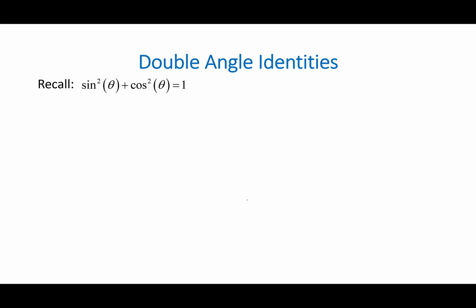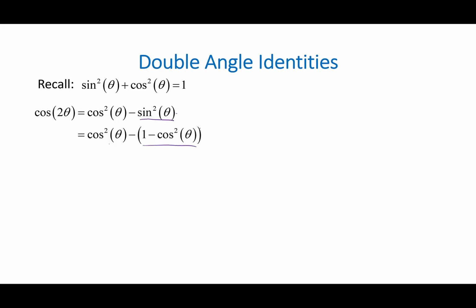Remember your Pythagorean identity, sine squared theta plus cosine squared theta equals 1. And we can go back to the formula for cosine of 2 theta, which is cosine squared theta minus sine squared theta. And we'll start by replacing sine squared here with 1 minus cosine squared theta, coming from the Pythagorean identity. And simplifying gives us that the cosine of 2 theta is equal to 2 cosine squared theta minus 1.